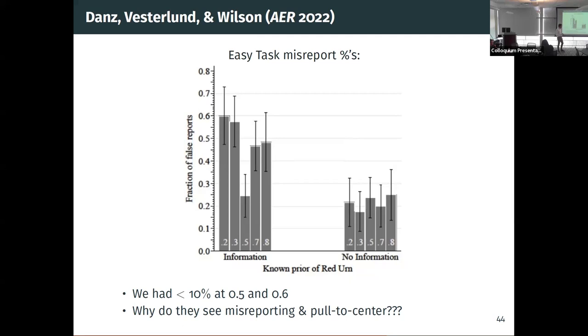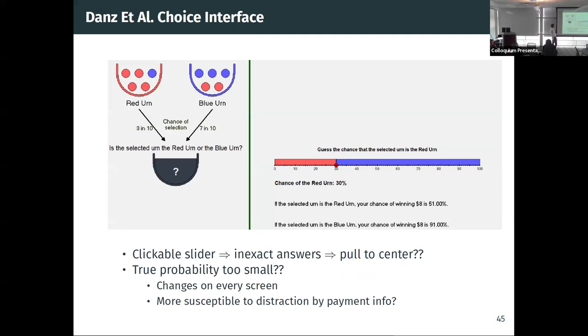So I look at their interface, and they have terms like this, and the true probability is written right here. There's marbles in the urns, but they're not relevant. And this true probability changes from screen to screen. One screen will be 3 in 10 is the correct answer, the next screen will be 5 in 10, the next screen will be 8 in 10. So this is jumping around. And then you're supposed to click on the slider to report your belief.